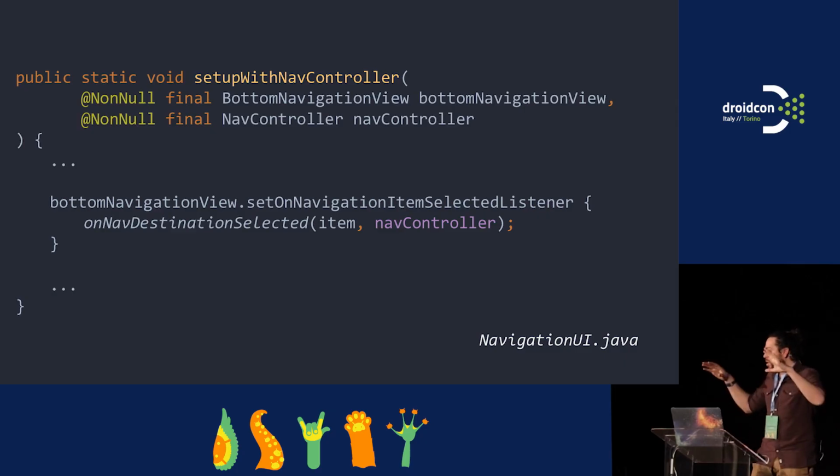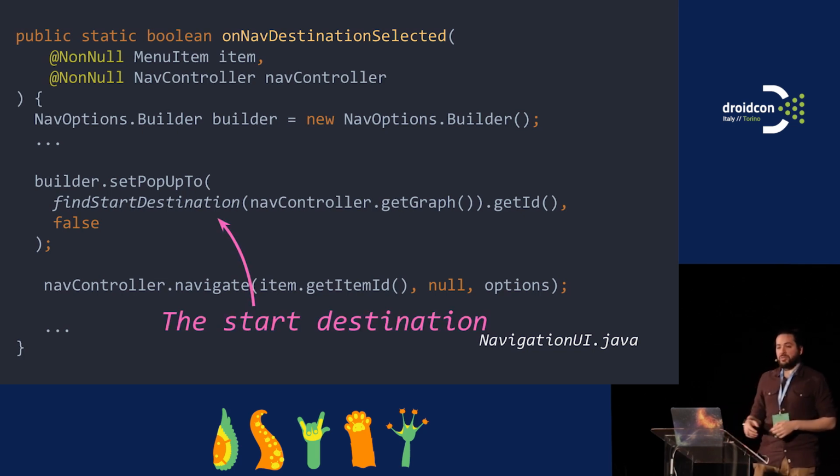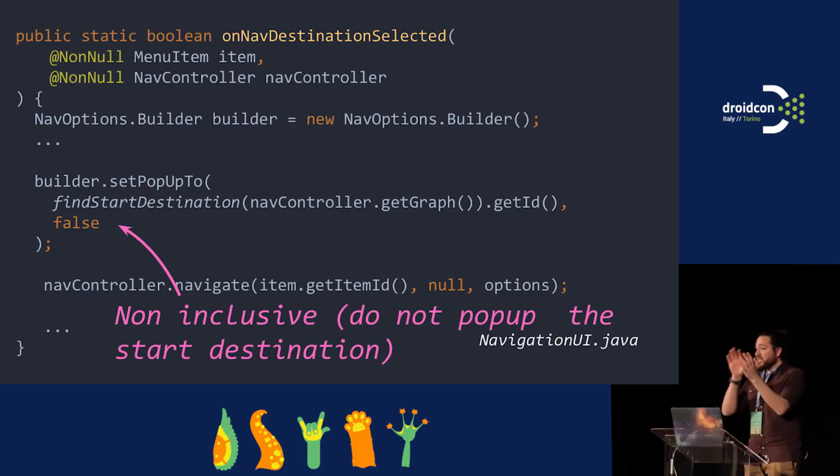That's from the documentation. When you want to bind your view to the nav controller, you have to call this method setupWithNavController. And this method is actually listening to the bottom navigation view, and it calls this method onNavDestinationSelected when you click on a button. And what you see here are the options that are given. So basically, when you are clicking on a new tab, it tells that the tab has a pop-up to the home fragment. And the first fragment is actually the first tab of the navigation view.